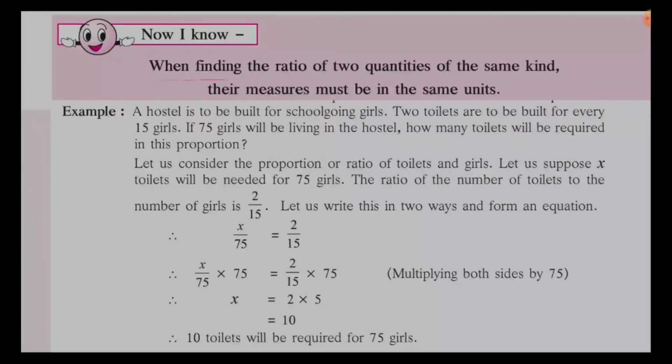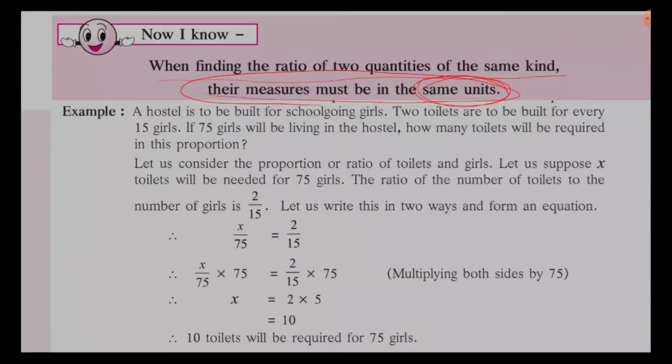Now, when we are finding the ratio of quantities of the same kind, their measure must be in the same unit. Okay, in the same unit का मतलब क्या होता है? If you are calculating the ratio of roads, suppose one is in kilometers and the other unit is in meters, then you have to convert the kilometers into meters. That is, if you are comparing two ratios, their units should be the same. Okay, we will be doing this in the exercise, then you will understand it very clearly.